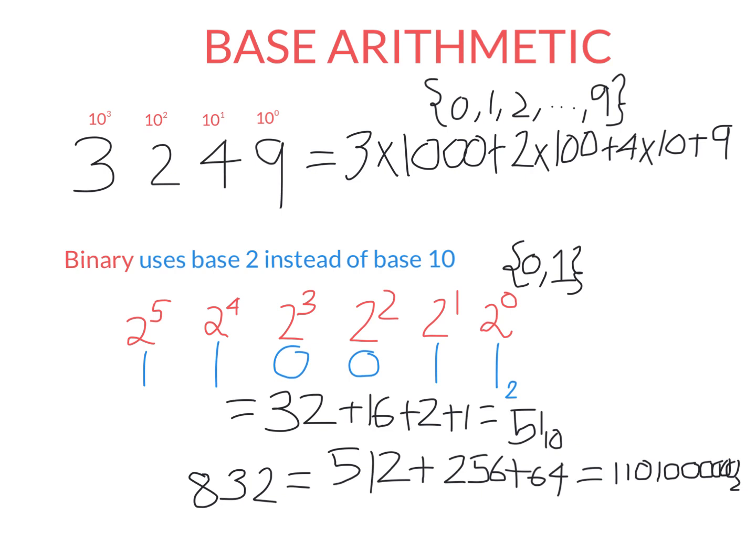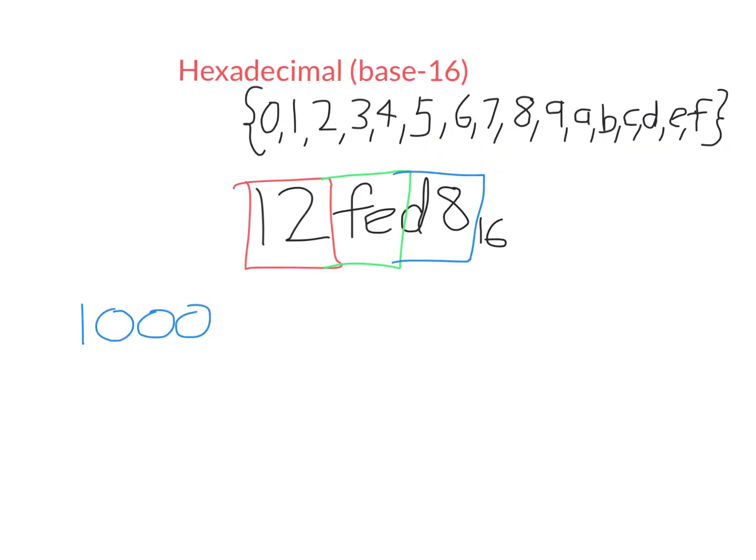All right, let's now look at another base. So let's now look at hexadecimal, which is base 16. Computers actually use this for certain tasks, one of which is representing colors. So in computers, they represent colors with a 6-digit code.